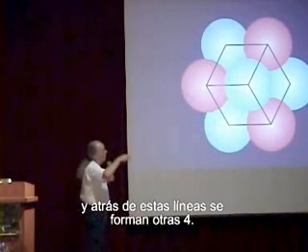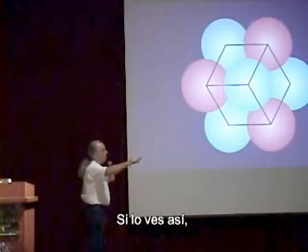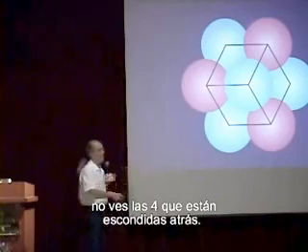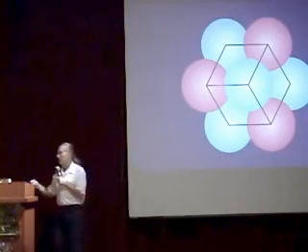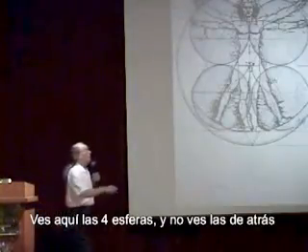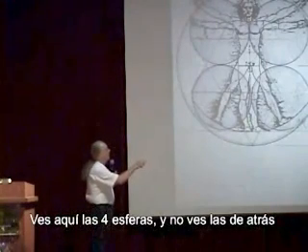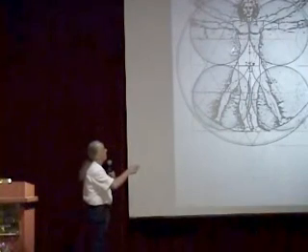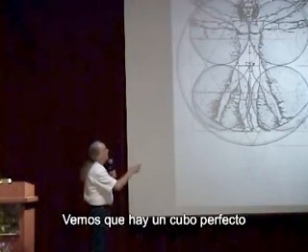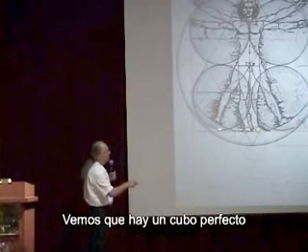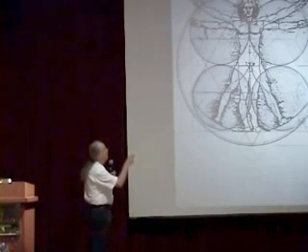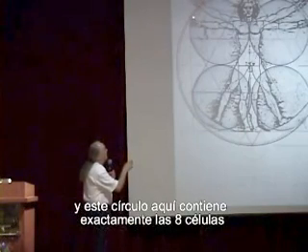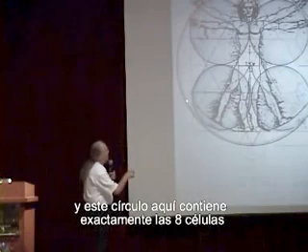So if you were looking from over here at this face, you'd only see these 4, and you wouldn't see the 4 behind it because they would be slightly smaller. And you would get this image here. You'd see these 4 spheres right here, and you couldn't see the 4 behind it because they're slightly smaller. And it fits inside of, like we already showed, a perfect cube right here. And that's a cube if it was going back through there like that. And this circle here will exactly enclose those 8 cells.